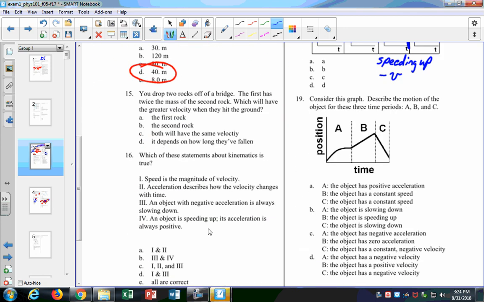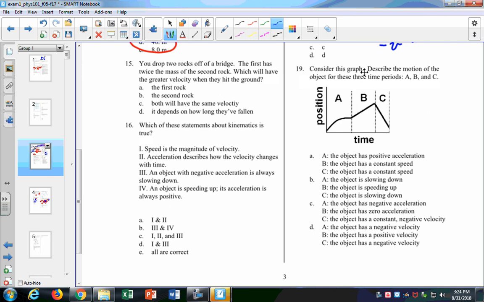Man, I like these problems. Ooh, 19. Describe the motion for the object for these 3 time periods. I like the calculation problems, but I really enjoy these even more because they pick at your mind about whether you really understand how things move and how we represent them. Let's look at this. The object has positive acceleration for A. Is that true? Does it have positive acceleration? No. Why not? Because it's curving down.